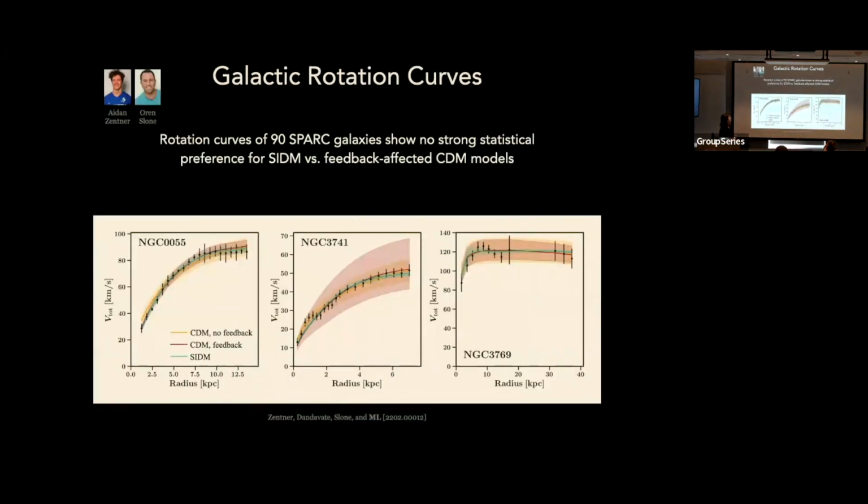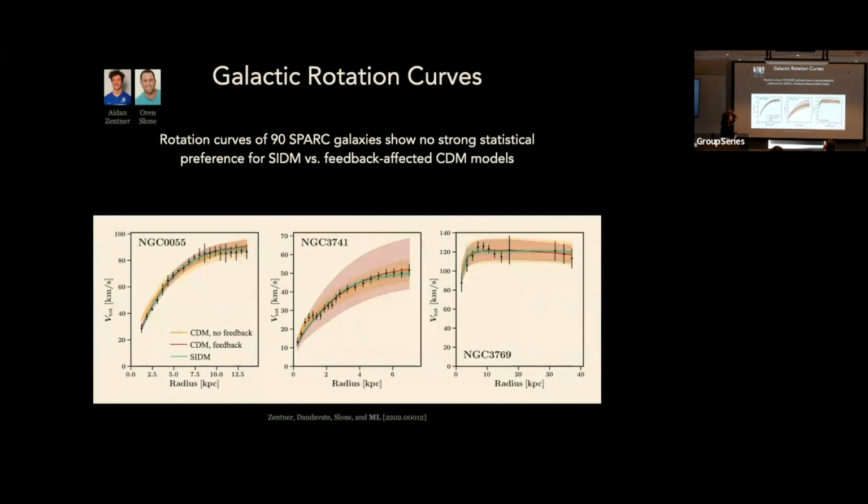This was a project that I gave, that was led by an undergrad, Aiden Zentner, as well as Siddharth Dantavate. I didn't have his photo. And postdoc Oren, who's in the back. This project actually started right at the beginning of COVID because Aiden had lost his summer research opportunity. So he just came to my office and asked, is there anything I can do? I gave him this, and it turned into a paper, which is pretty awesome.